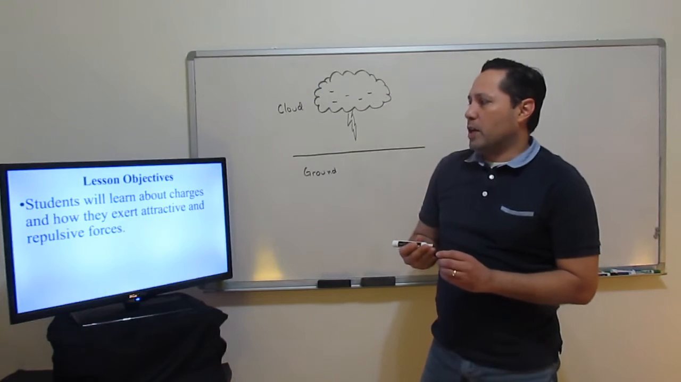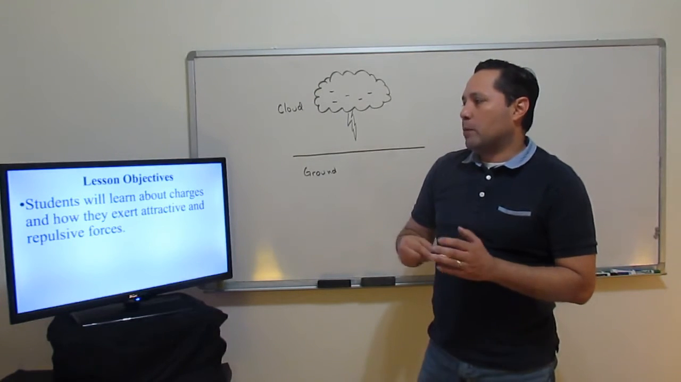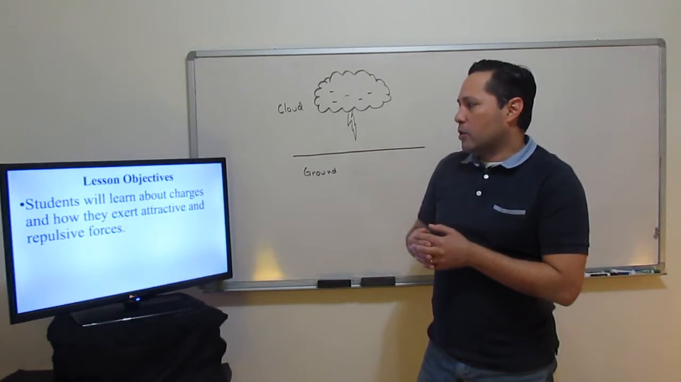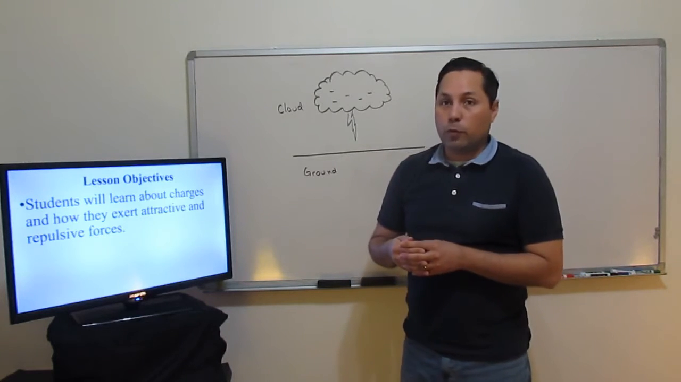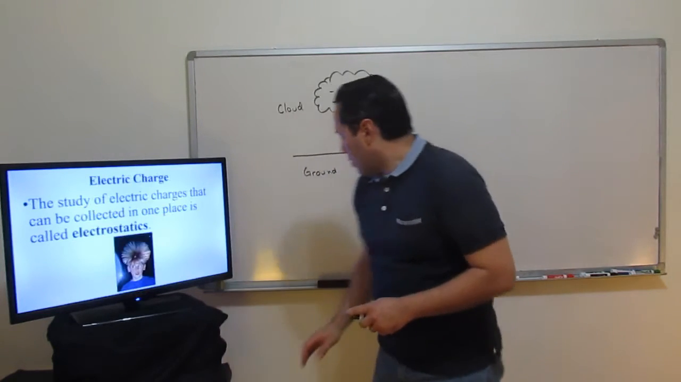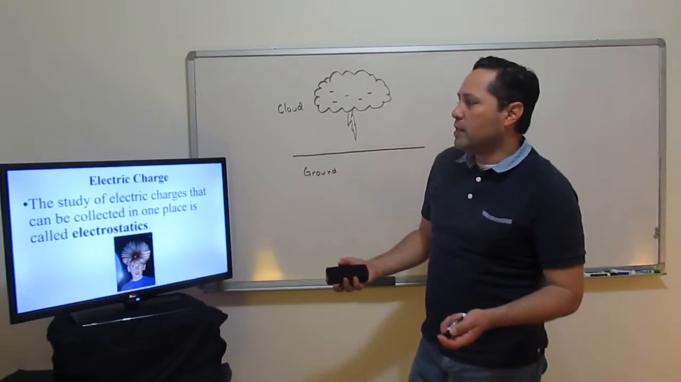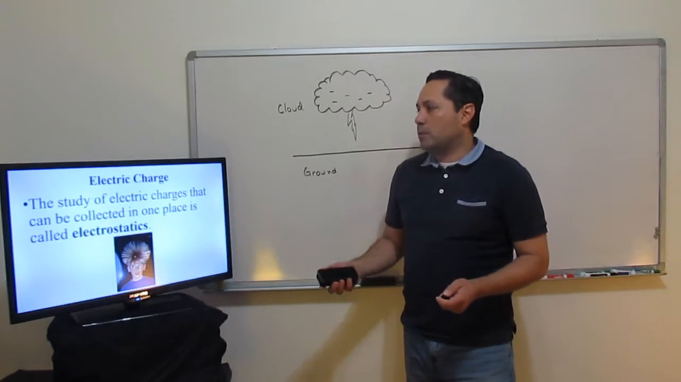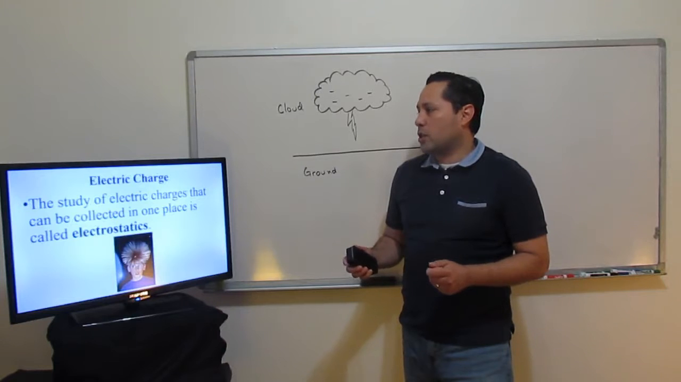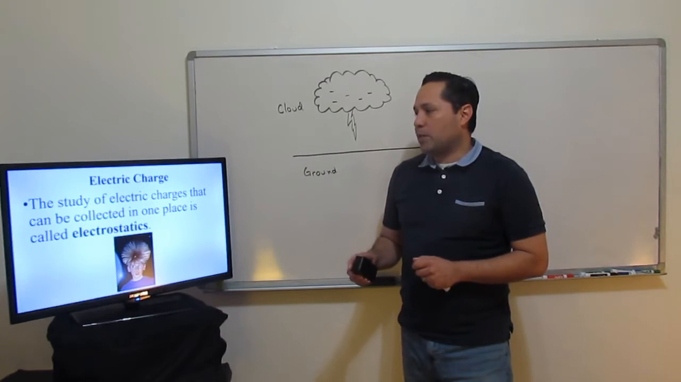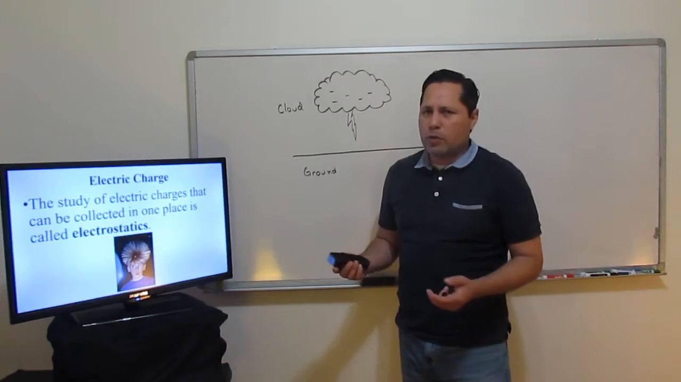Alright, our lesson objective for today is students will find out about charges and how they exert attractive and repulsive forces. So first part is, what is an electric charge? The study of electric charges that can be collected in one place is called electrostatics. That's what we're going to go ahead and talk about.